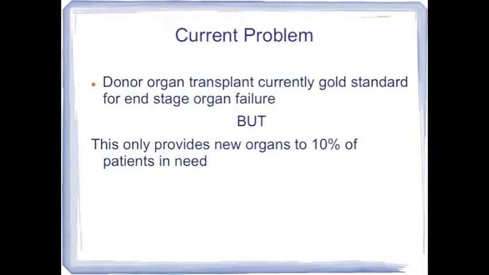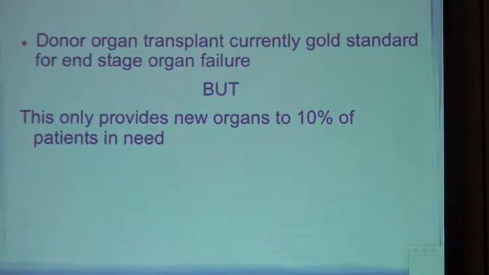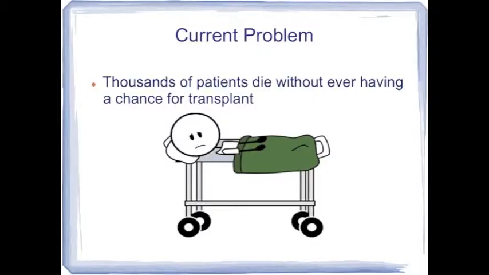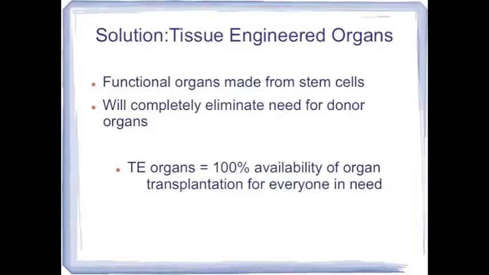So the current problem with end-stage organ failure is that the gold standard right now is transplantation with a donor organ. Unfortunately, as stated before, this only reaches 10% of patients. As a result, there are thousands of patients that die every year simply waiting for the chance of a transplant. The solution is tissue-engineered organs. So we already know what these are. We've talked extensively about them this morning, so I won't go into detail, but suffice it to say that tissue-engineered organs will effectively replace the need for donor organs.